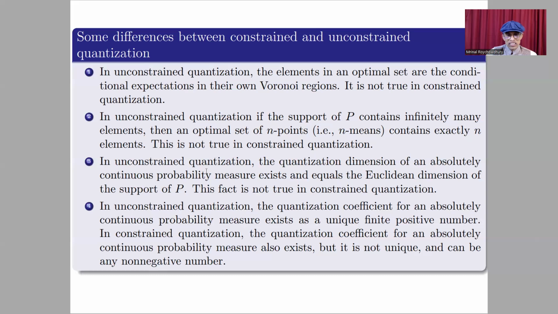In unconstrained quantization, the quantization dimension of an absolutely continuous probability measure exists and equals the Euclidean dimension of the support of P. This fact is not true in constrained quantization. In constrained quantization, the quantization dimension depends on the constraint. In unconstrained quantization, the quantization coefficient for an absolutely continuous probability measure exists as a unique finite positive number. In constrained quantization, the quantization coefficient for an absolutely continuous probability measure also exists, but it is not unique and can be a non-negative number, because it depends on the constraint that we are using in the constrained quantization.